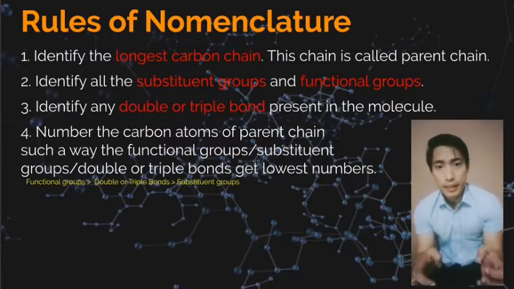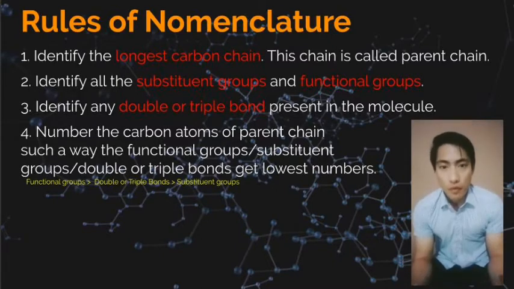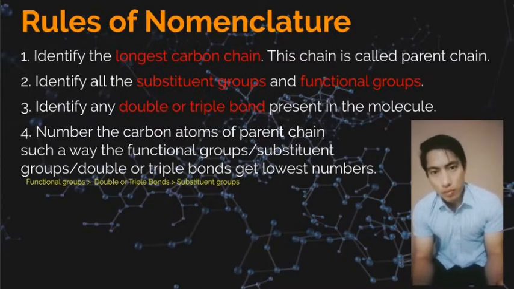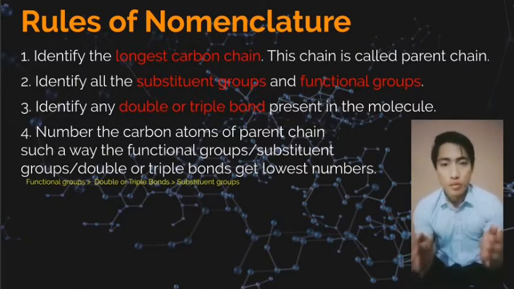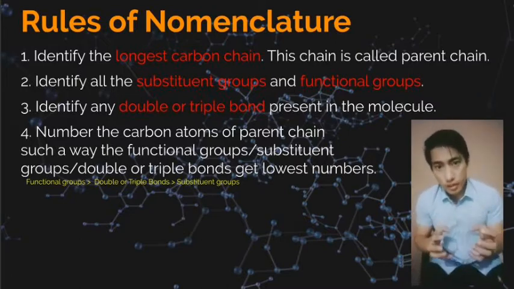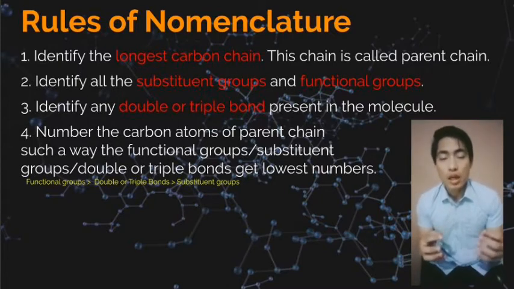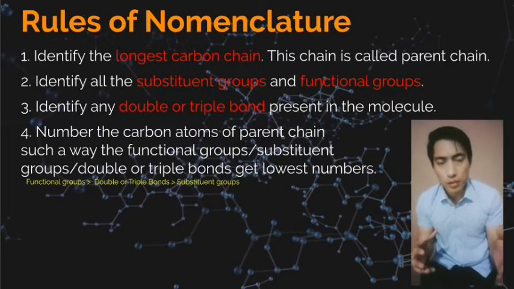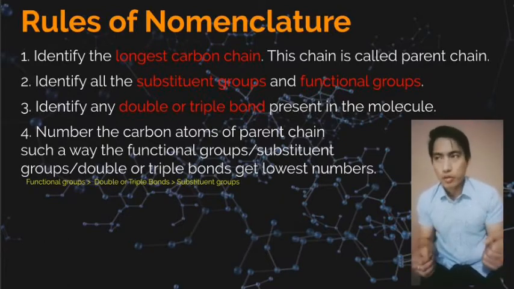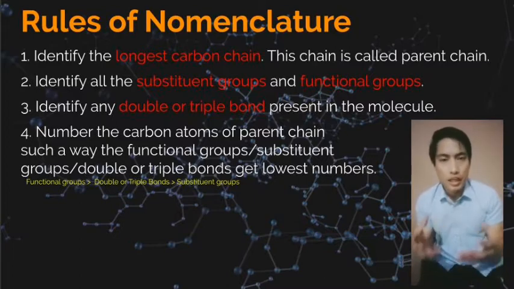First, you need to find out the longest parent chain. And you need to find out the functional group and the subsequent group. Now there is a difference between the functional group and the subsequent group. The functional group determines the hydrocarbon's chemical properties. However, the subsequent group is just a side group, like a side chain. You can say that it is any alkyl group, ethyl, methyl, anything.